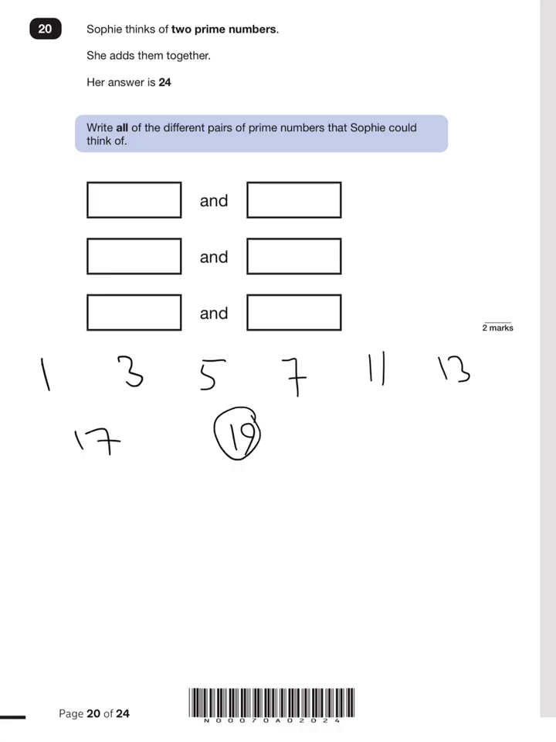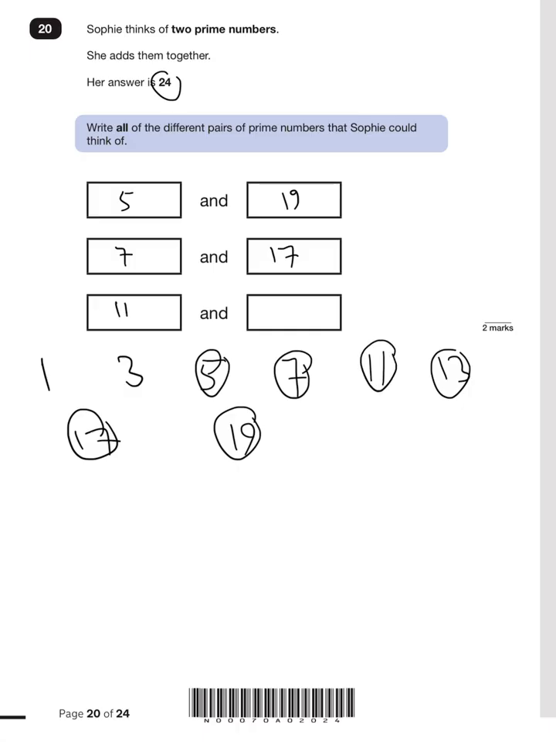Let's start with a bigger number, 19. To get to 24, I need to add 5. 19 and 5 is a pair then, so 5 and 19. Our second biggest is 17. 17 to 24, we need to add 7. Do we have 7? We do have 7. So 7 and 17. And then our next one will be 13. 24 minus 13 is 11, which we do have. So that must be our last pair. Final pair, 11 and 13.